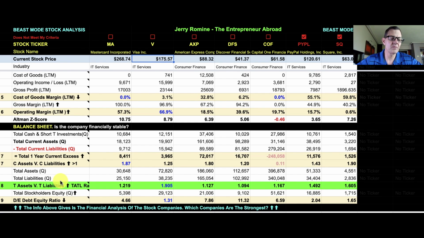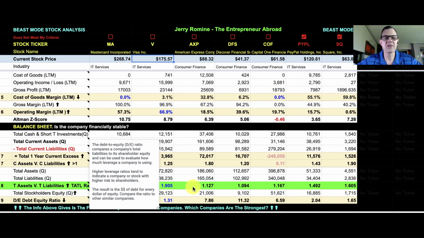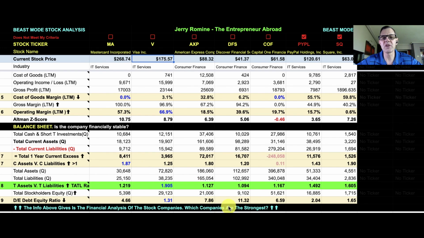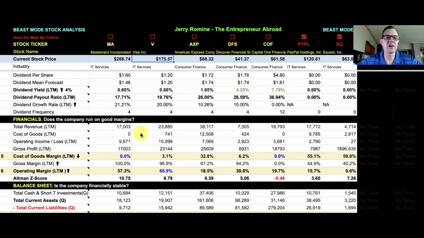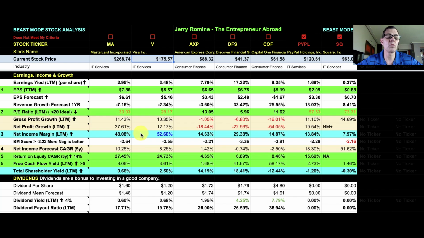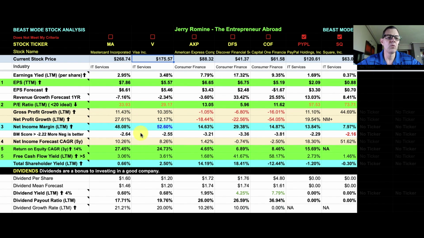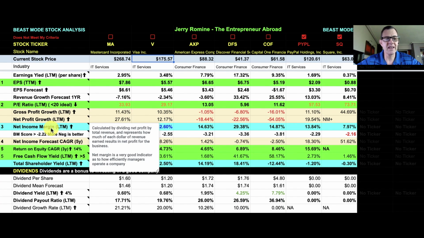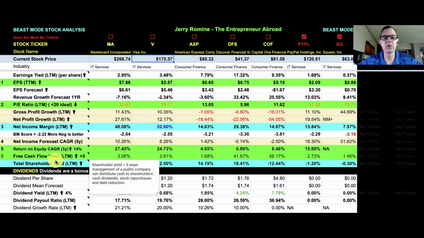All right, now we come down to our blue arrows that are pointing up. And at this point, we're done with the financial analysis, and we want to start looking at which companies are the strongest based on all of the above information. And what I've done is I've color-coded my spreadsheet to what's the most important for me. We'll start with the blue. I like a net income margin and a total shareholder yield. These are two things that I heavily value.